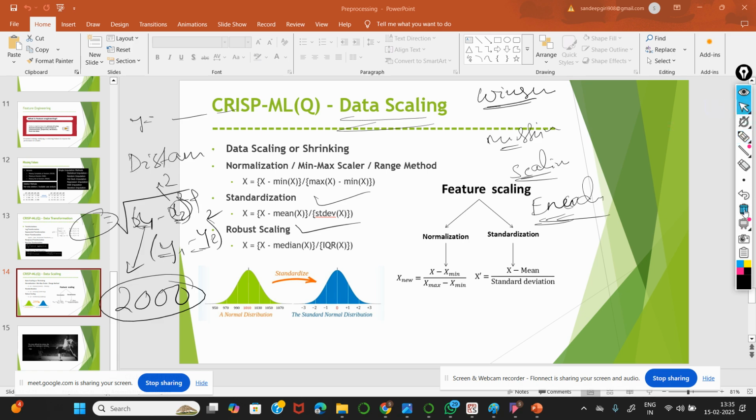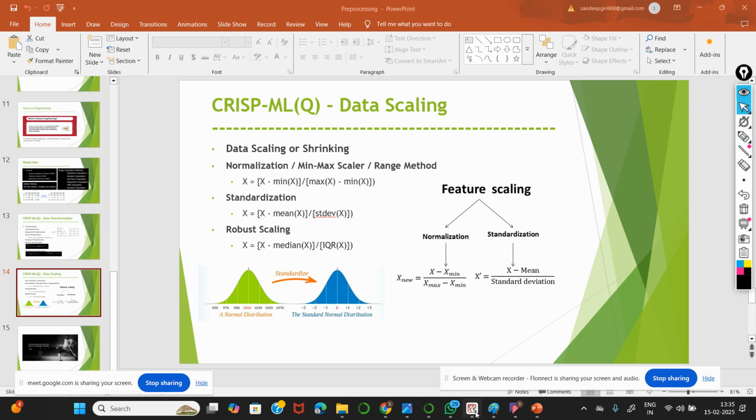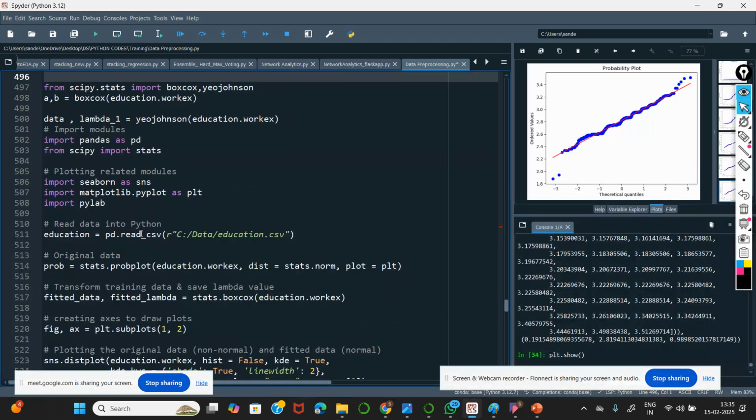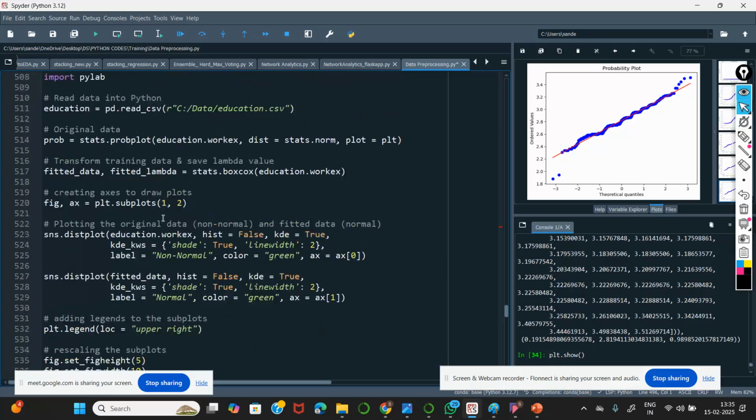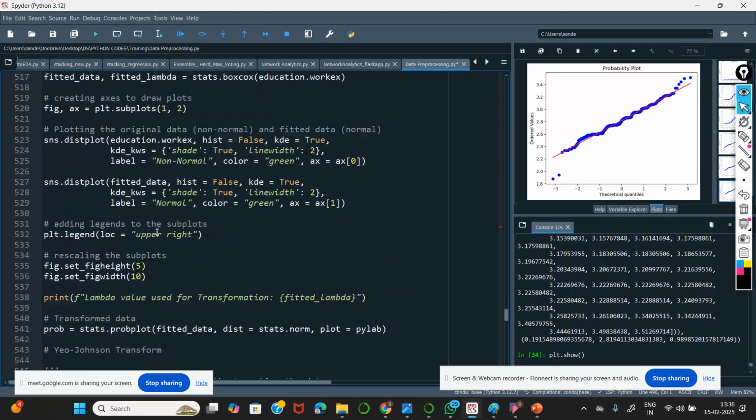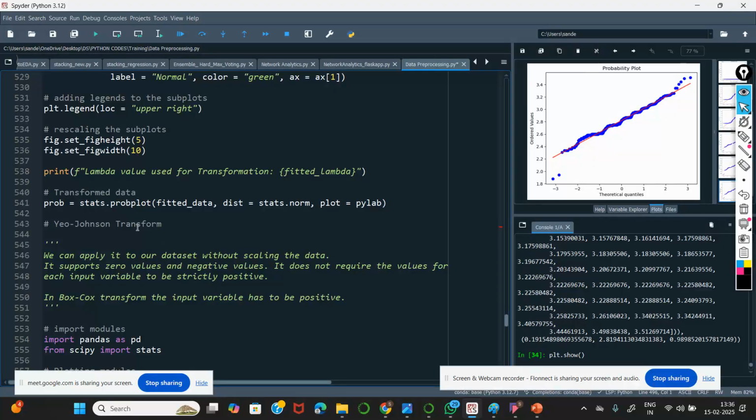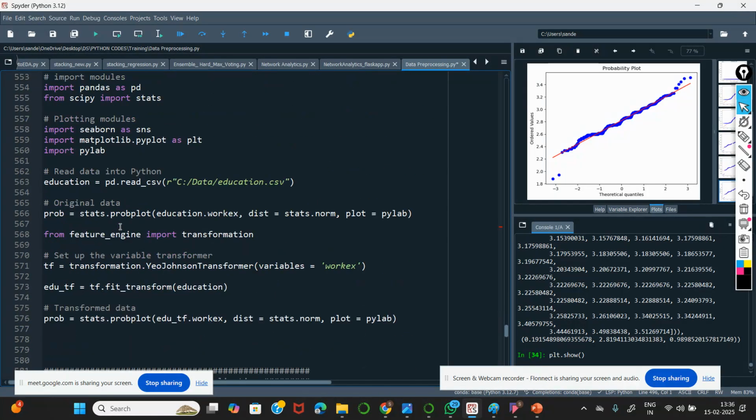Okay, now if I go and showcase the coding part of it, I will be sharing this code with you. Whatever we have discussed, you need to run it once, so that you will get a fair idea.